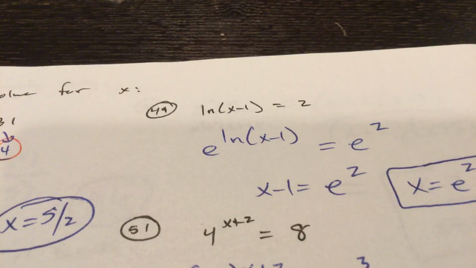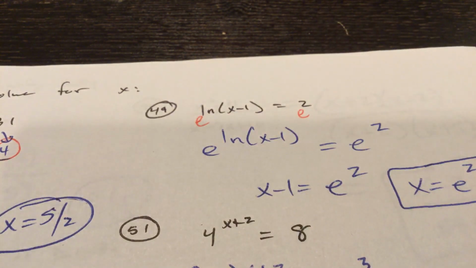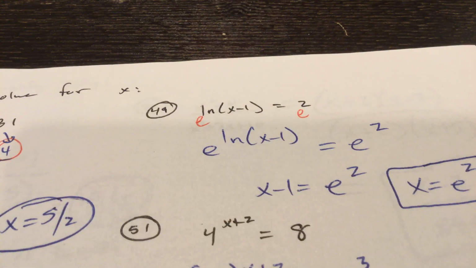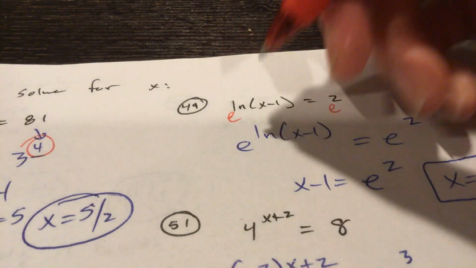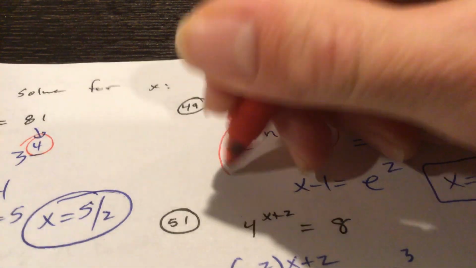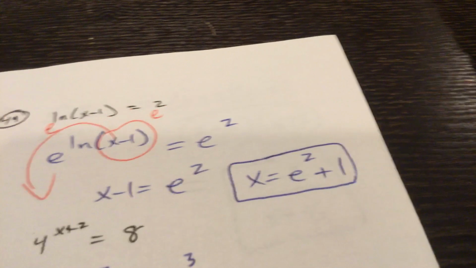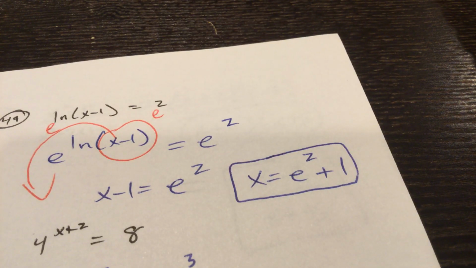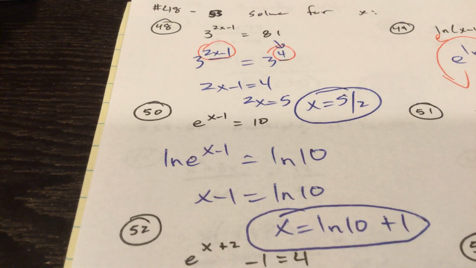49, if I want to get rid of natural log, I need to, and I'm going to tell you, if you're taking pre-calculus or calculus, this is essential. You have to know this. This is coming up in both classes a lot. You have to attach e as a base. e to the natural log of x is just x, so it's just going to be x minus 1 equals e squared. Add 1 to both sides. That is an exact good answer. e squared plus 1.